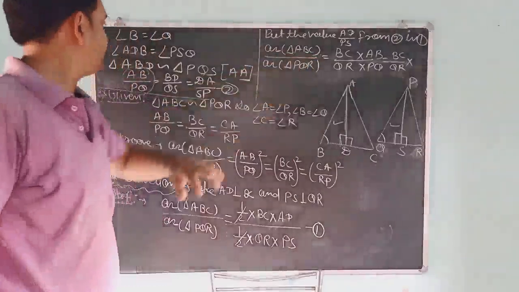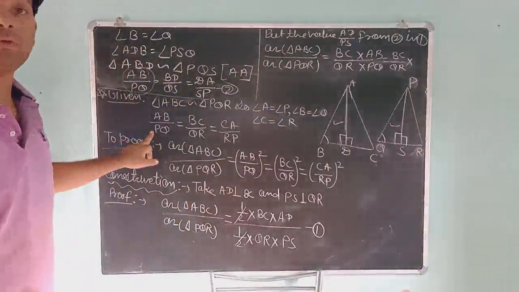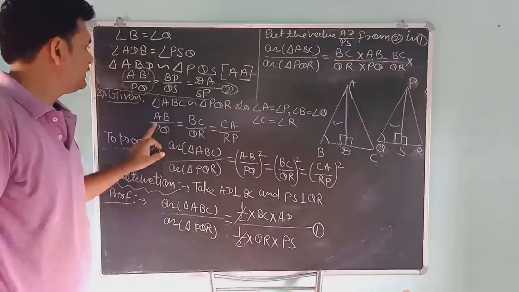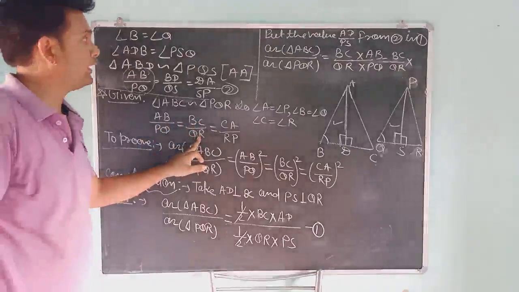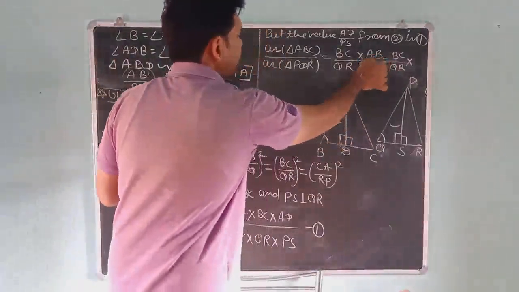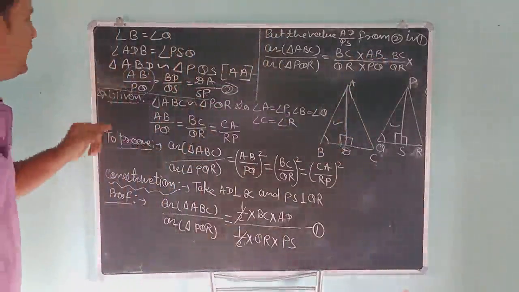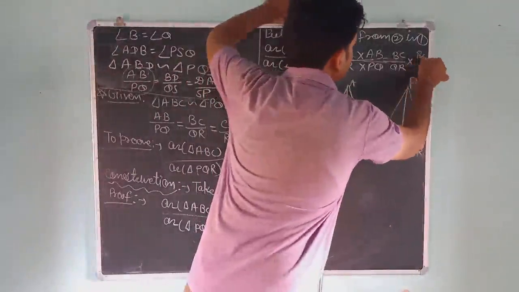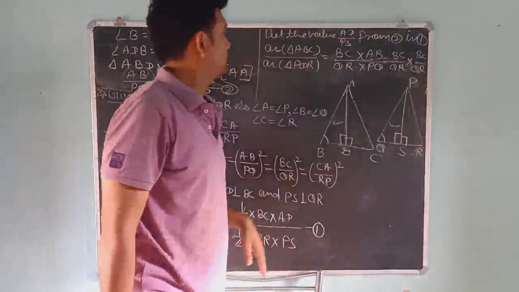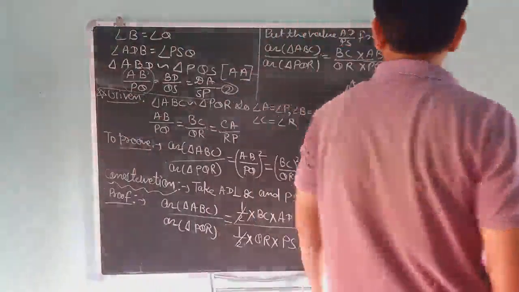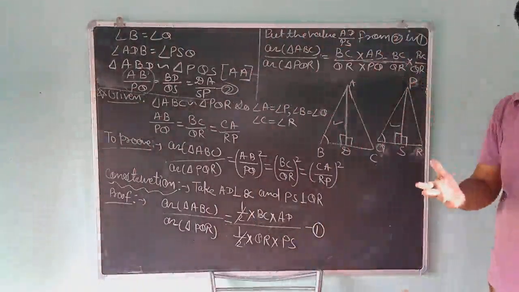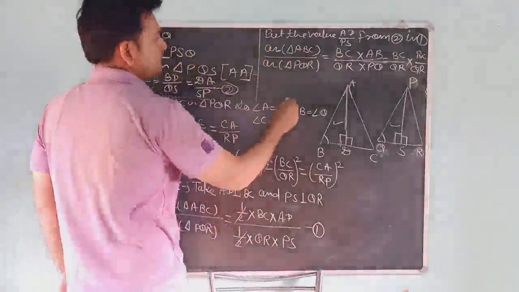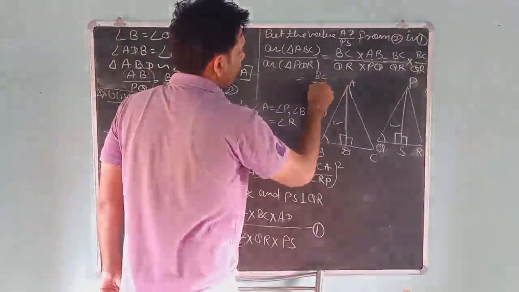Okay, students, AB upon PQ. Here you can see that AB upon PQ is equal to BC upon QR. So students, I can replace AB upon PQ, which is equal to BC upon QR. So I will write here BC upon QR. Students, this is proved. BC into BC, BC square, QR into QR, QR square. So students, this is equal to BC upon QR whole square.